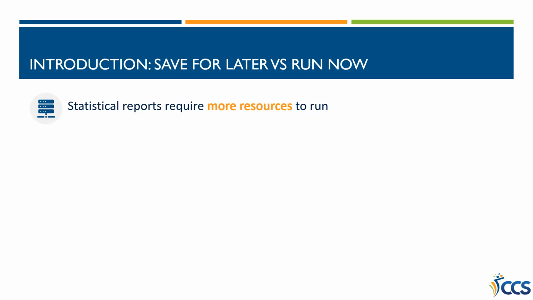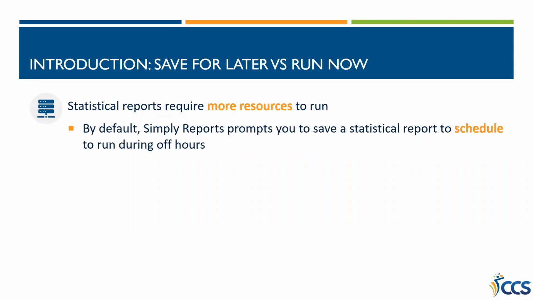When we first migrated to Polaris back in 2018, this was something that our vendor, Innovative, advised us to be careful about. So when you're running a stat report, it will by default not run immediately, but instead prompt you to save it so you can schedule it to run later during off hours. Now, near the end of today's session, we're going to take a look at how to schedule and retrieve those reports.